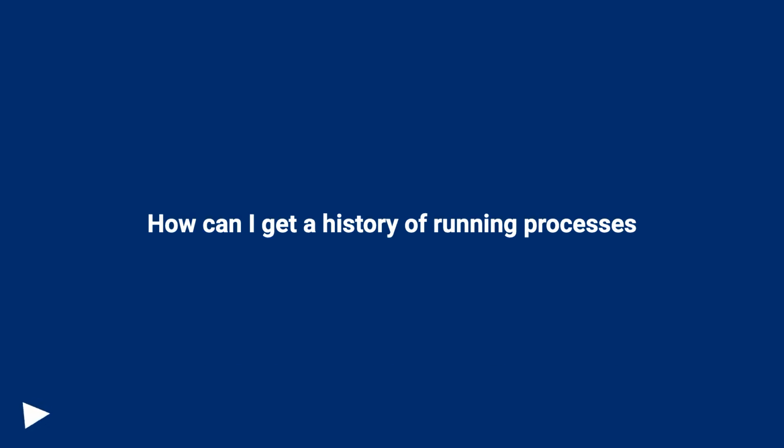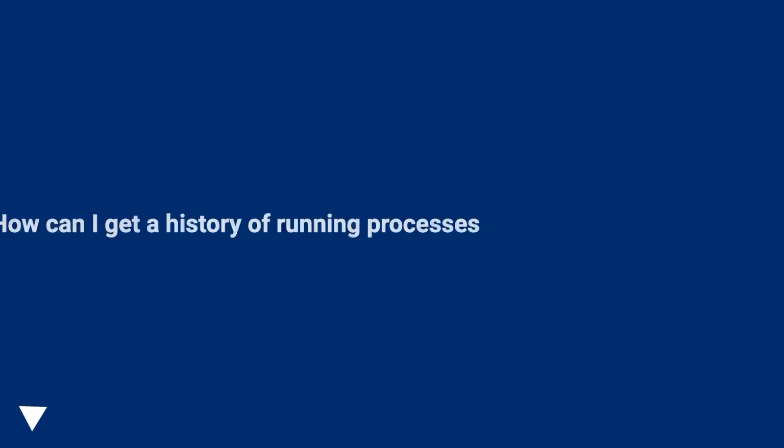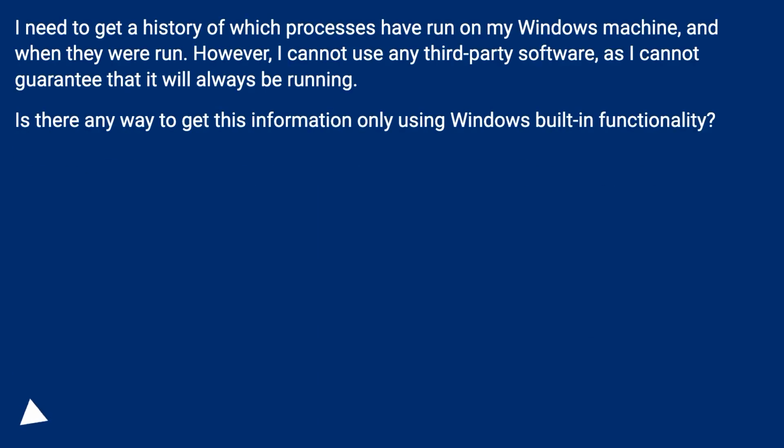How can I get a history of running processes? I need to get a history of which processes have run on my Windows machine, and when they were run. However, I cannot use any third-party software, as I cannot guarantee that it will always be running. Is there any way to get this information only using Windows built-in functionality?